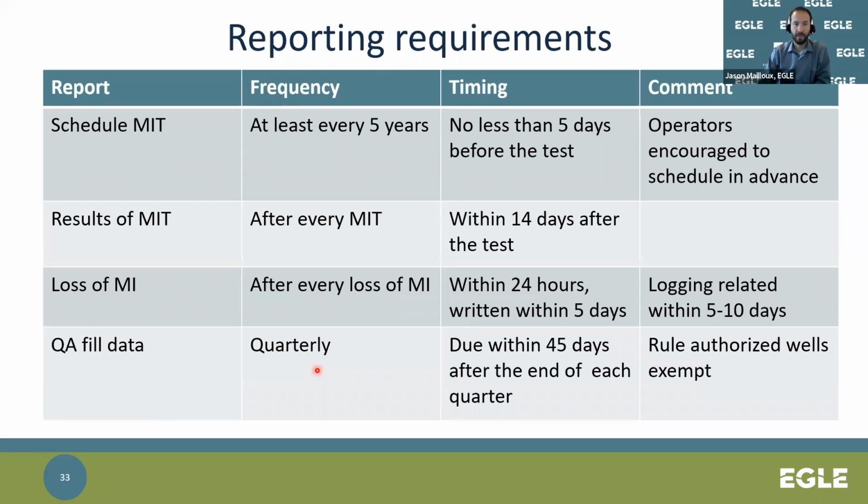So your quarterly fill will be reported quarterly, due within 45 days after the end of each quarter, and not for rule authorized wells. Again, you're doing this for the EPA, and instead you'll be doing it through MiSTAR for the state of Michigan.